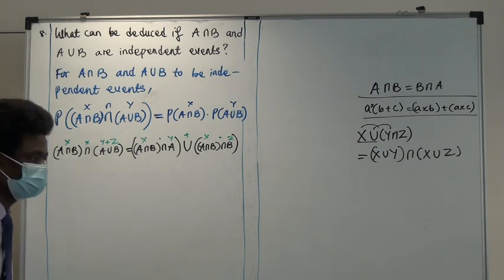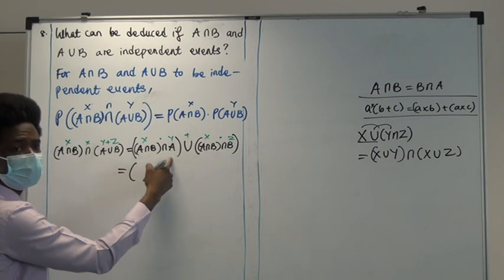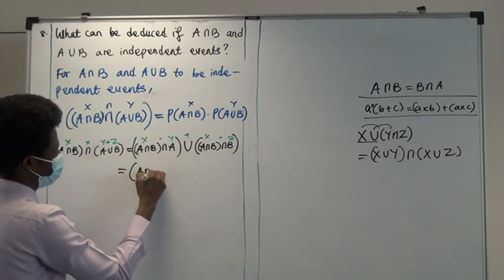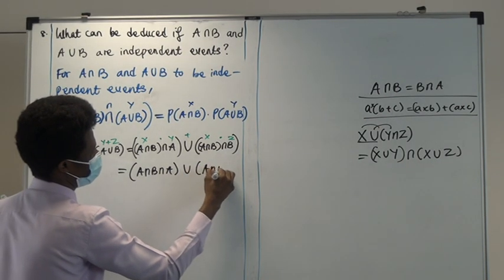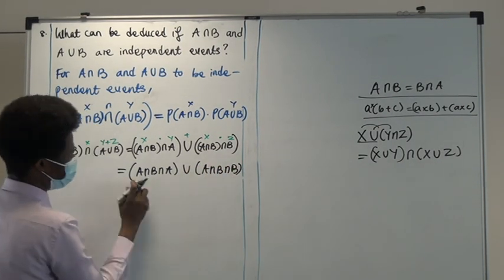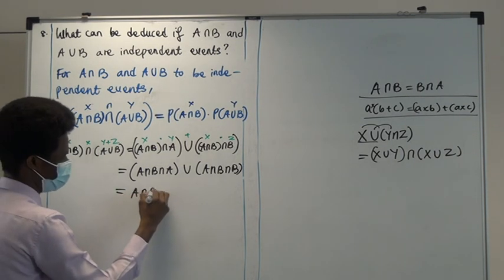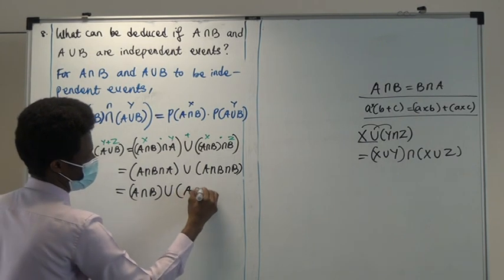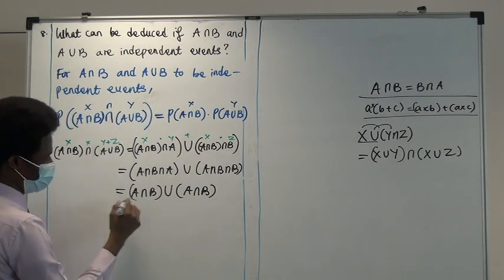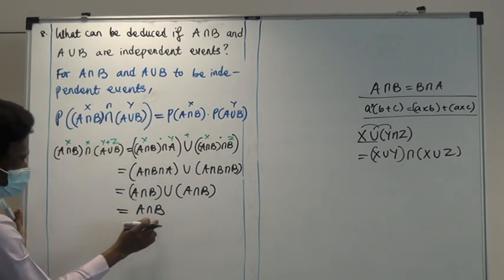Karen, are you lost? Removing the brackets, because they are the same operation: A intersection B intersection A union A intersection B intersection B. What is A intersection B intersection A? Just A intersection B. What about this? So what is A intersection B union A intersection B? A intersection B. So all this nonsense is actually A intersection B.